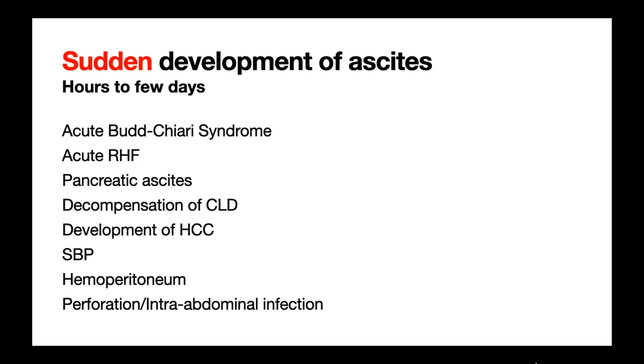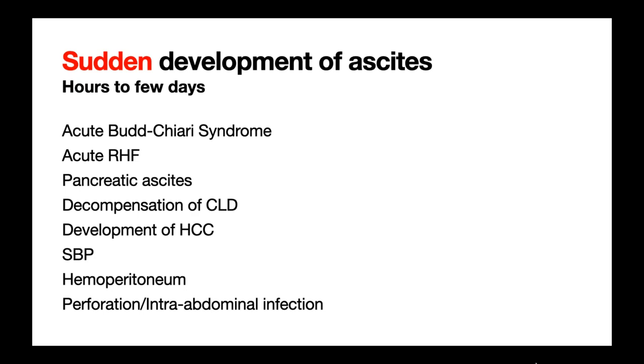There again, in acute liver failure, the patient will present with sudden development of ascites, jaundice, hepatic encephalopathy, bleeding. Then if there is development of hepatocellular carcinoma in a pre-existing chronic liver disease patient, here again the ascites will develop very, very fast, over a few days to a couple of weeks. So this, along with spontaneous bacterial peritonitis in a patient of CLD, should lead us to think of development of hepatocellular carcinoma or spontaneous bacterial peritonitis.